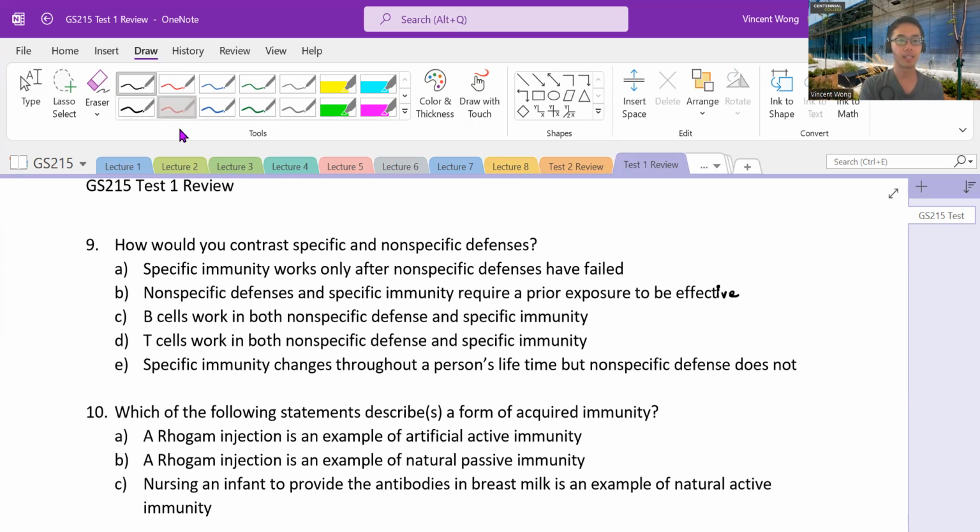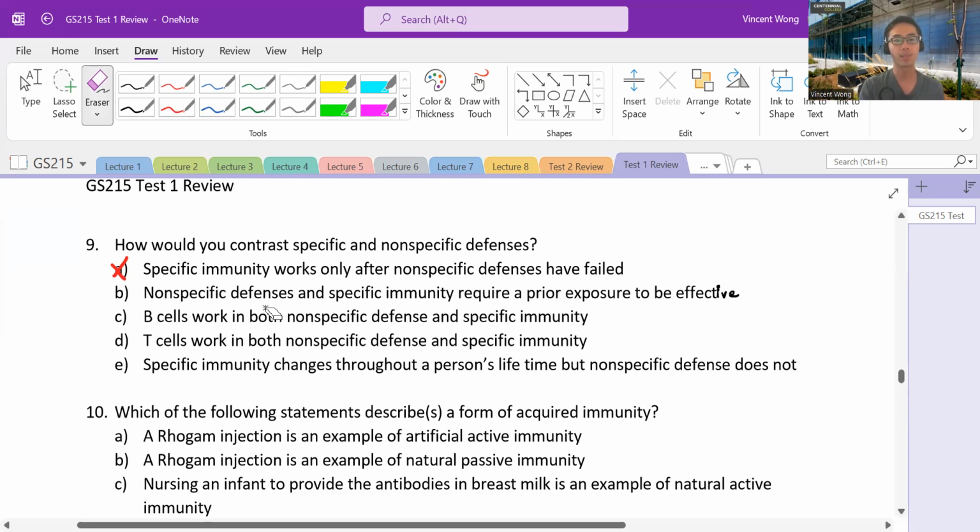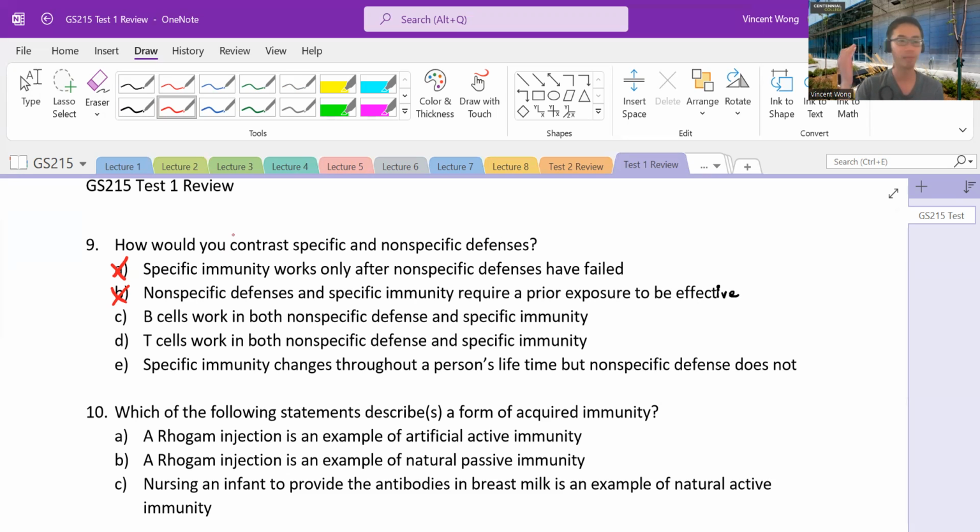Well, first one, specific immunity works only after non-specific defense have failed. That's not true. The two branches can happen simultaneously. Doesn't have to be one after the other. Non-specific defense and specific immunity requires a prior exposure to be effective. Not true, right? Non-specific defense, in fact, does not require prior exposure at all. It is just going to work immediately. Phagocytosis, for example, if there's a cell that has PAMPs on it, you don't need to see that before in order to eat it, right? You're just going to eat it right away.